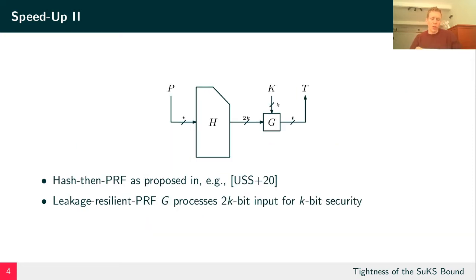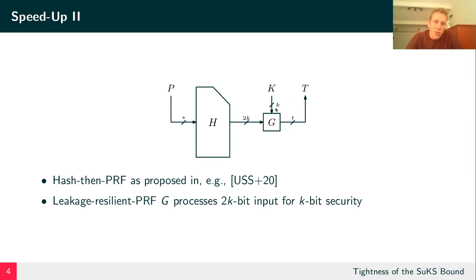Okay, one alternative way of doing this is the hash-then-PRF construction, or more generally, it's called hash-then-MAC. If you take a hash function here, the idea is very simple. So the plain text is of arbitrary size. It can be hashed to get a digest of 2k bits. And then you evaluate the function g, which should be leakage resilient, on input of the secret key and this 2k bit state to get a tag t.